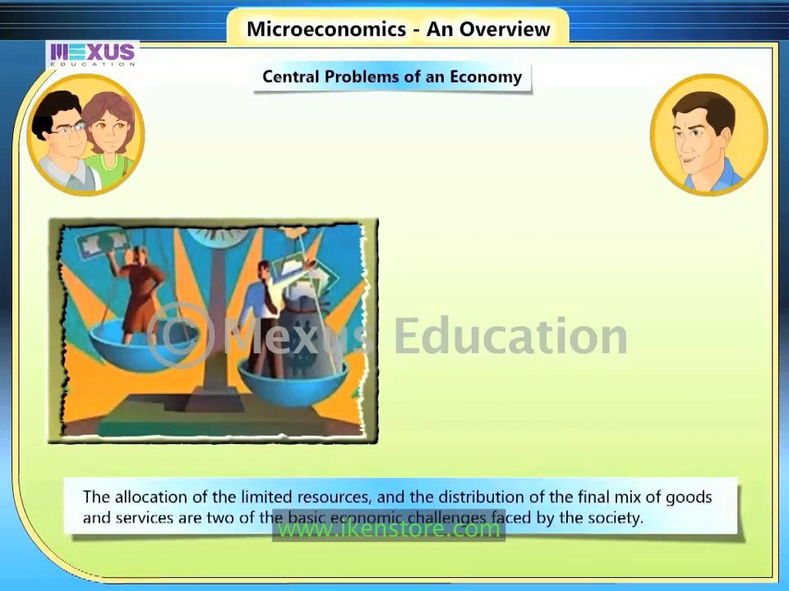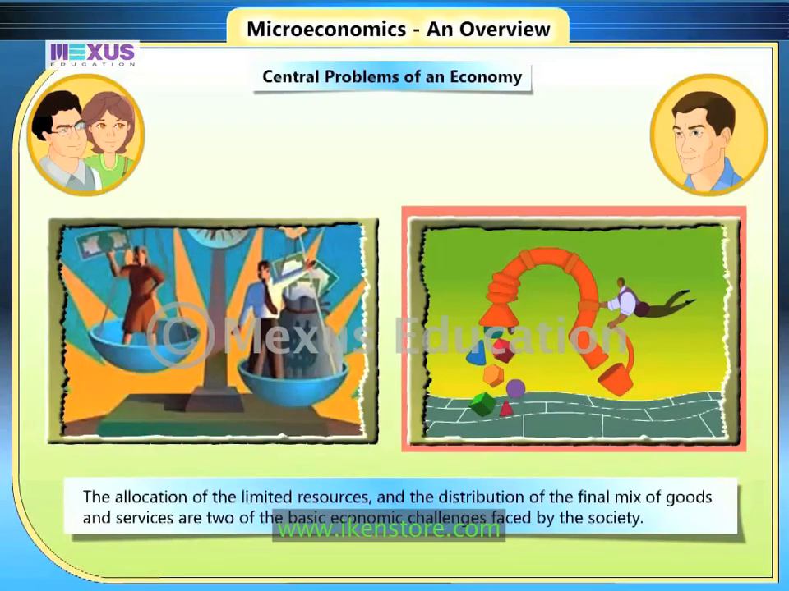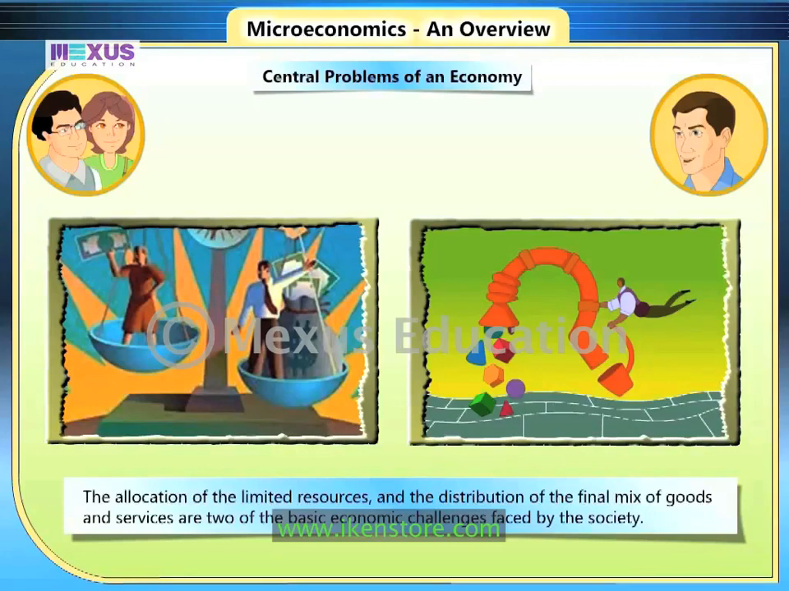Thus, every economy faces the problem of allocating the scarce resources to the production of different possible goods and services, and of distributing the produced goods and services among the individuals within the economy. The allocation of the limited resources and the distribution of the final mix of goods and services are two of the basic economic challenges faced by the society.